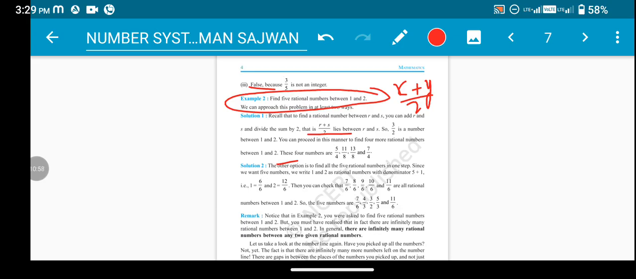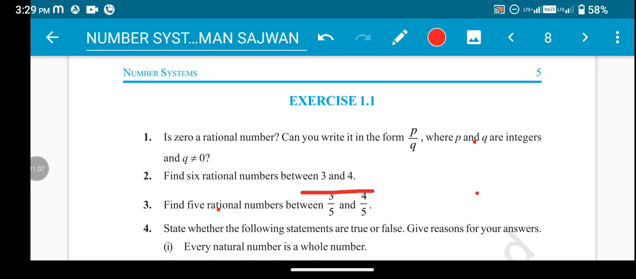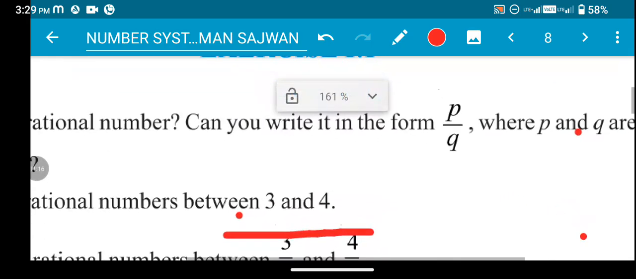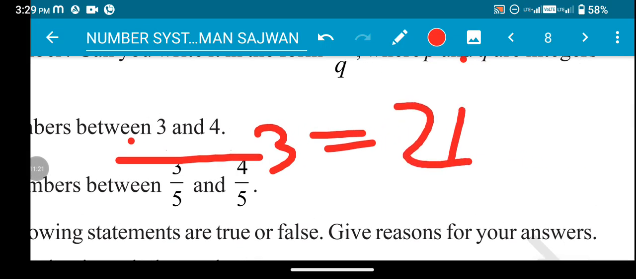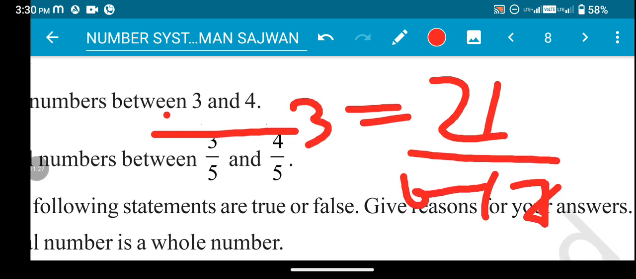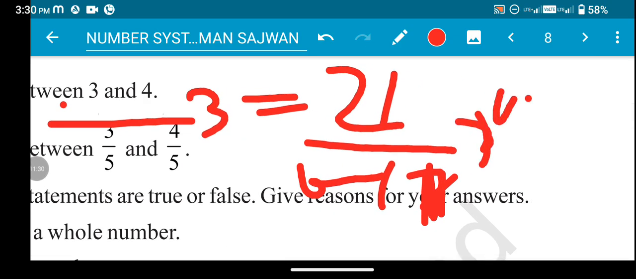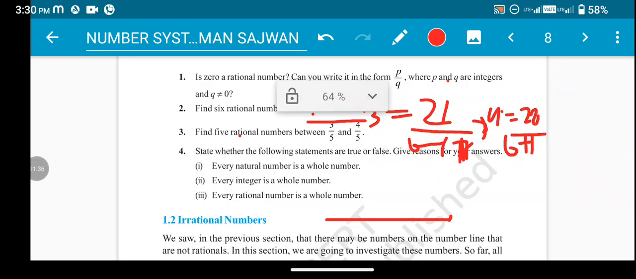What if we do finding? We know that there can be infinitely many rational numbers between 3 and 4. One way is to take 3 as 21 upon 7 and 4 as 28 upon 7. So 21 to 28 are the rational numbers.